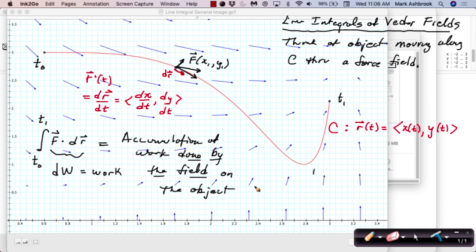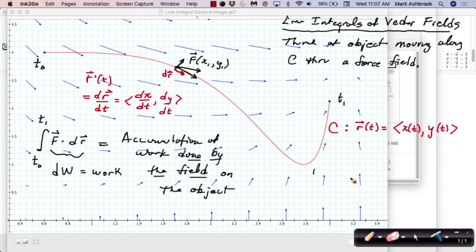So let's predict for this one. If we're starting up there in the upper left and ending up in the lower right, will the net work done by the field be positive or negative? So what's happening along here? Is the field helping or hindering? Helping. What about through here? Helping. What about through here? Kind of helping. And then what about right through here? Not helping at all, because vectors are orthogonal to the path. And then what about the end? Helping a little bit again. So the net accumulative effect here is that the vector field is helping along this path.